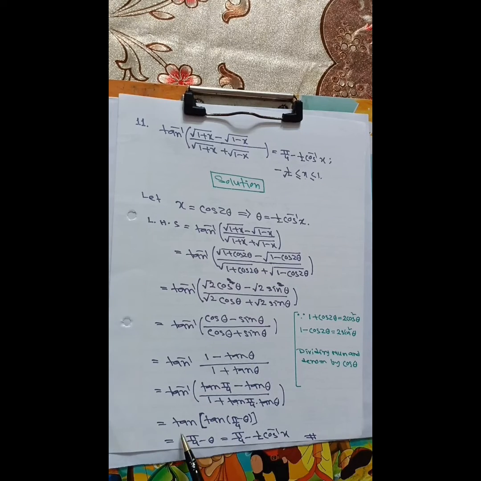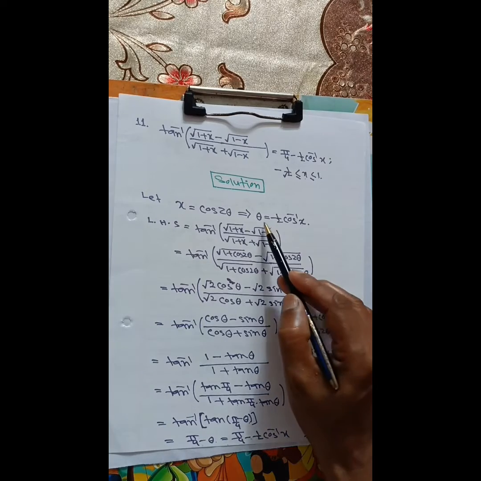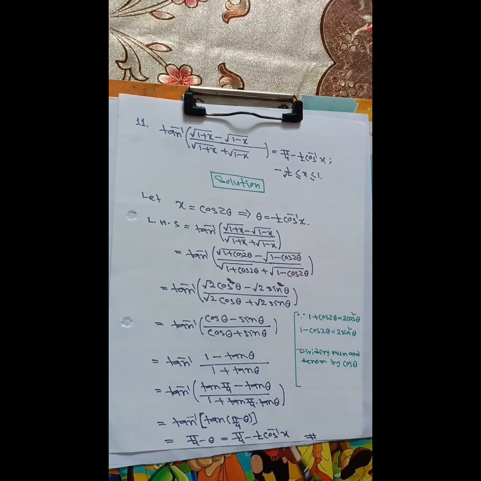What will this formula be? tan inverse of tan (A minus B). Tan inverse and tan become neutralized, then we get pi by 4 minus theta. Pi by 4 minus, in place of theta we replace, theta is equal to half of cos inverse x. That is pi by 4 minus half of cos inverse x. That is the answer. Okay, very simple problem.